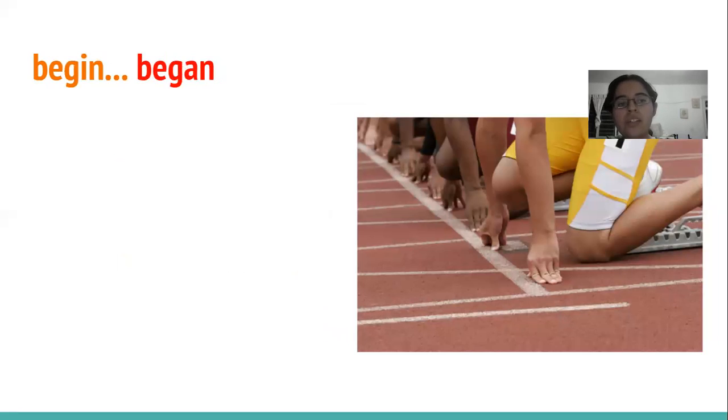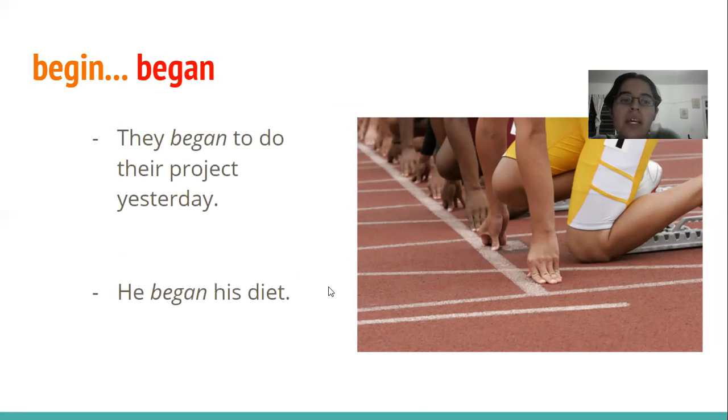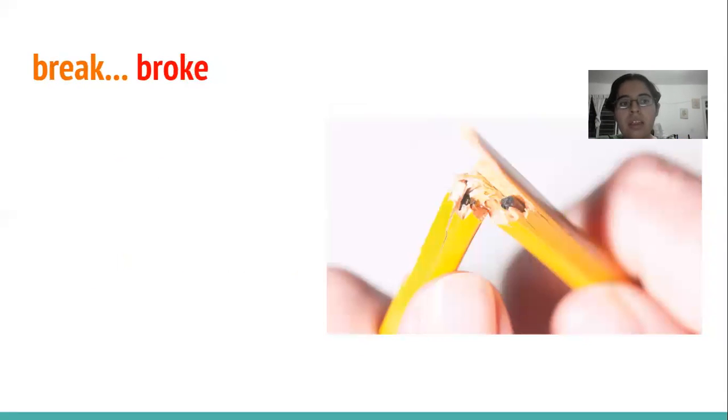Begin, past, began. The people began the race 5 minutes ago. So to start, they began to do their project yesterday and he began his diet. Begin, began.